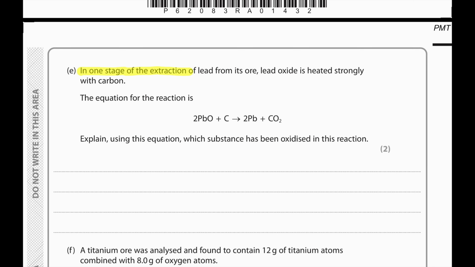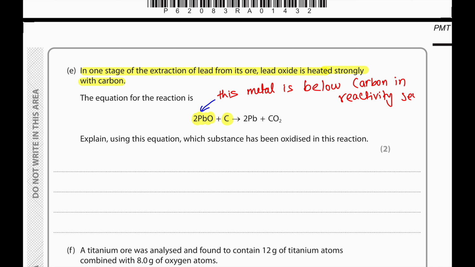In one stage of the extraction of lead from its ore, lead oxide is heated strongly with carbon. So metal oxides are generally heated with carbon when the metal is less reactive than carbon. So this metal is below carbon in the reactivity series. And in these cases, we can extract it by using carbon only, which is a very cheap method of extraction.